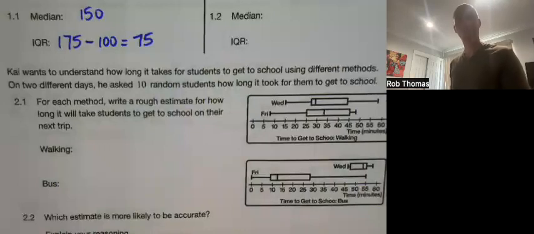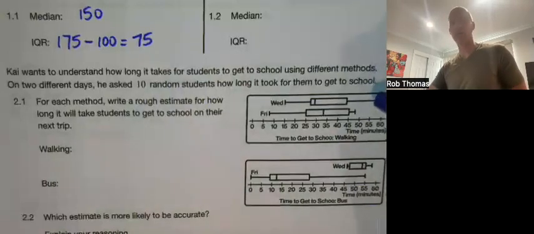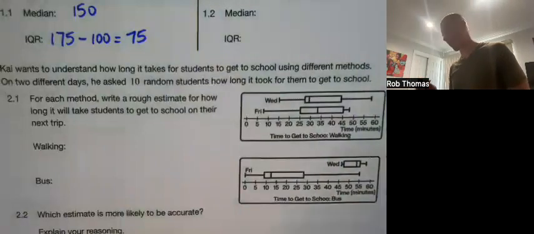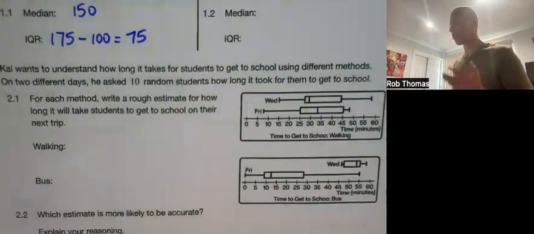On 2 different days, he asked 10 random students how long it took them to get to school. Okay, so we have a box plot for the first day he asked, which was Wednesday, and the second day he asked, which was Friday. Or I guess it could have been the other way around, Friday and then Wednesday, but whatever. For each method, write a rough estimate for how long it will take students to get to school on their next trip.